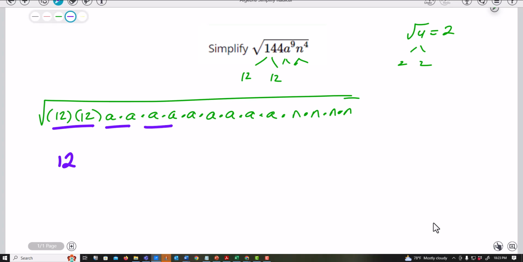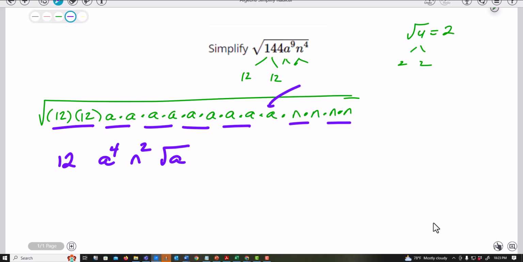1, 2, 3, 4. A to the 4th. And then I still have this A underneath here, so let's not forget about it. And then 1, 2, N squared, and that A left there. And that's actually the answer.